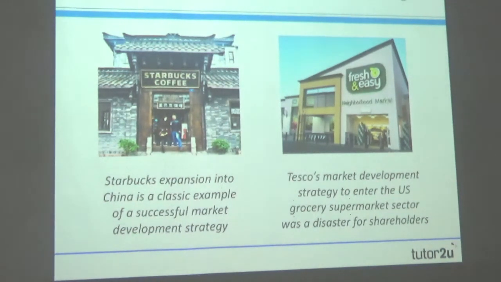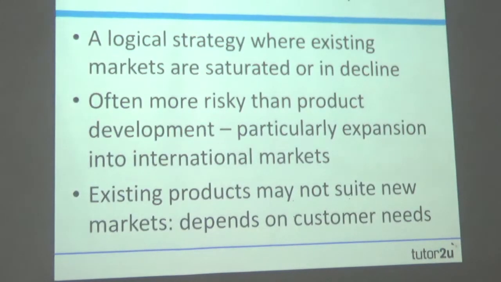One of the best examples is Tesco's attempt to enter the US market with its grocery offer, which it branded Fresh and Easy. And as it turned out, that was a disaster for Tesco shareholders because Tesco simply misunderstood the needs and wants of the grocery supermarket customer in the US market. So market development is an interesting strategy, and of course the key to it is to understand the strategic logic for pursuing it. For example, is it simply because your existing markets are slow growth, mature, maybe even declining in value, and you're forced into seeking new markets?